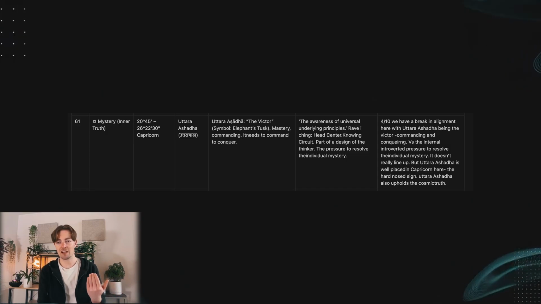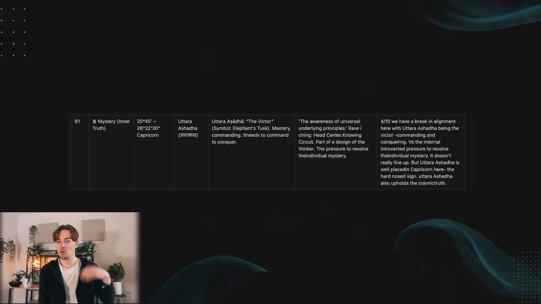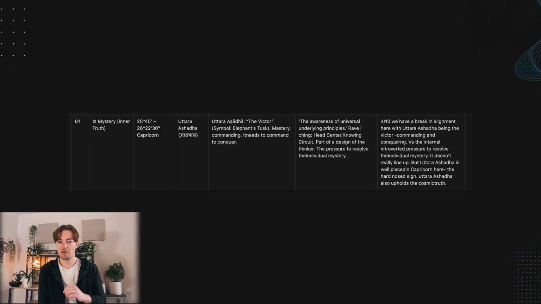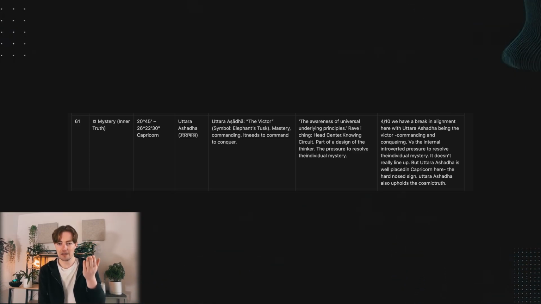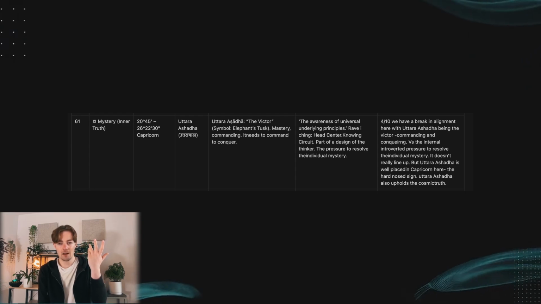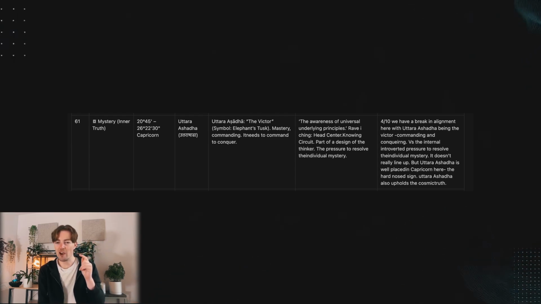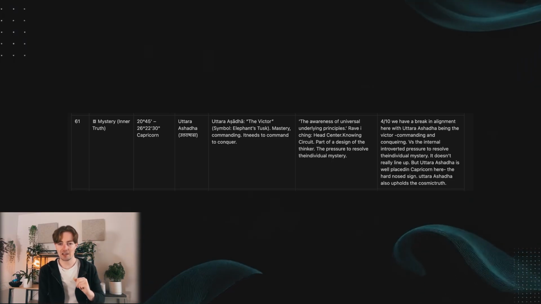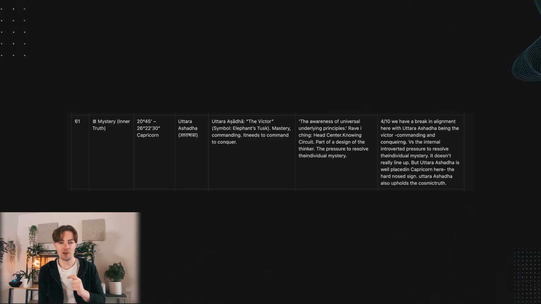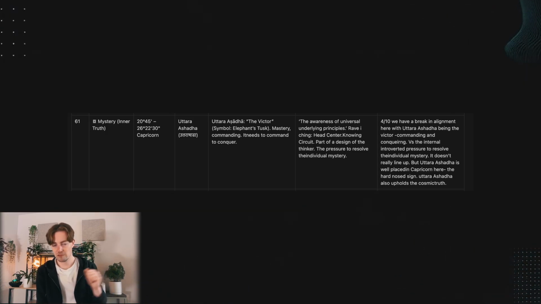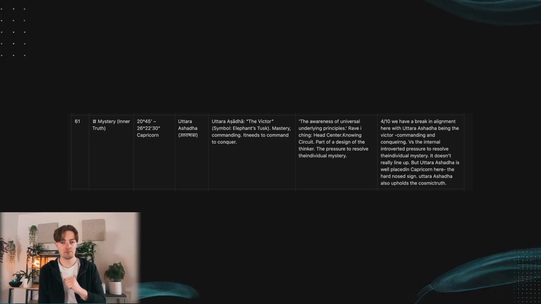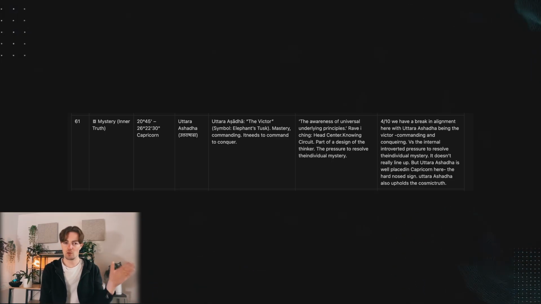with Uttara Ashada being the victory, commanding, conquering. It worked pretty well for the previous gate versus this introverted pressure to resolve and do mental activity, design of a thinker. It doesn't really align. This is an introverted mental activity, analytical activity archetype versus this powerful victory, commanding, masterous, powerful nakshatra. Doesn't quite add up. So I give it a 4 out of 10.